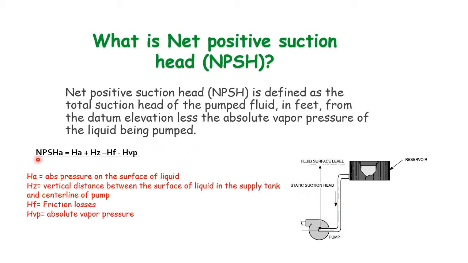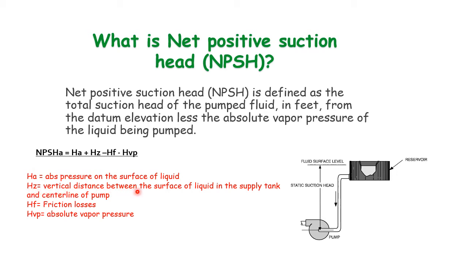So what is NPSHA in equation form? It's basically the sum of HA plus HZ minus HF minus HVP, where HA is the absolute pressure on the surface of the liquid. If there is any pressure exerted over the surface of the liquid in the reservoir, it will be called HA.